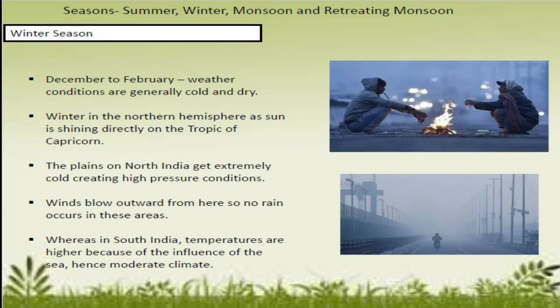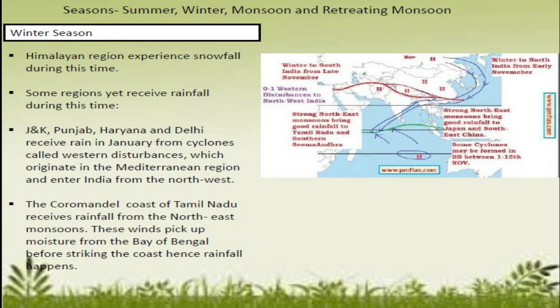Next, winter season. During this season, different parts of the country experience different climatic conditions. The Himalayan region experiences snowfall, whereas down south, the Coromandel coast receives rainfall. Haryana, Punjab, Jammu and Kashmir and Delhi receive rain from cyclonic disturbances that originate from the Mediterranean region.